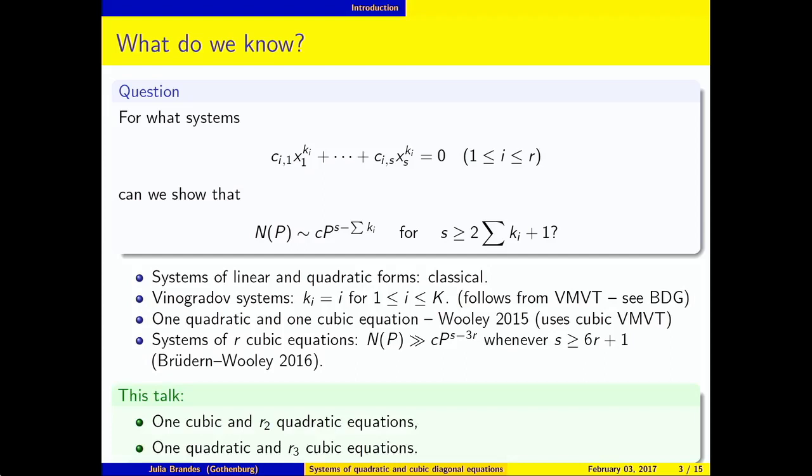And that's what I'll be telling you about in this talk, that I also know how to do this for 1 cubic and a bunch of quadratics, or 1 quadratic and a bunch of cubics. Those are some of the simplest cases that are missing. I get other results for bigger systems of quadratics and cubics, you'll see that.